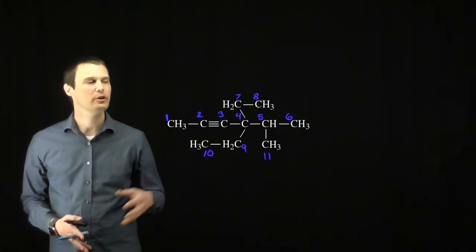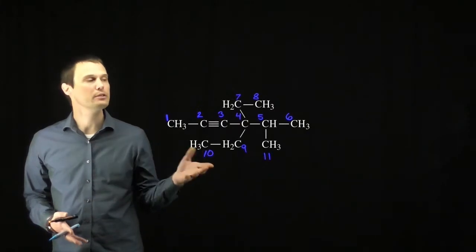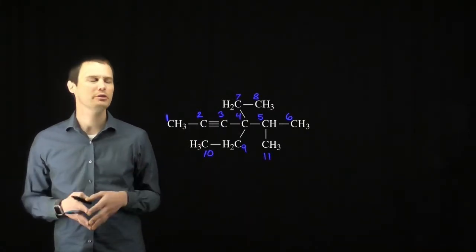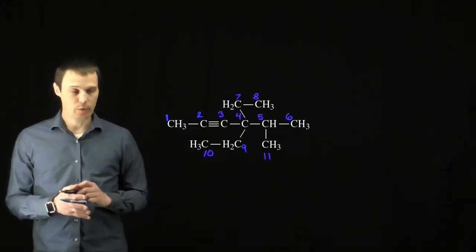The question asks us to convert a hybrid structural formula into a line angle structure. The first thing we should do is number our carbon atoms. You may have numbered yours a little bit differently than mine. It doesn't really matter as long as we both get to 11 carbons. With that, we can start with our line angle structure.